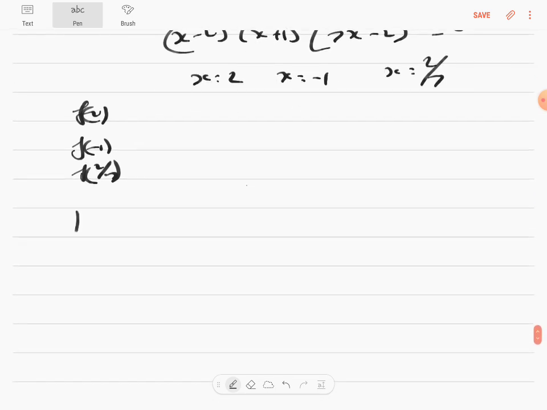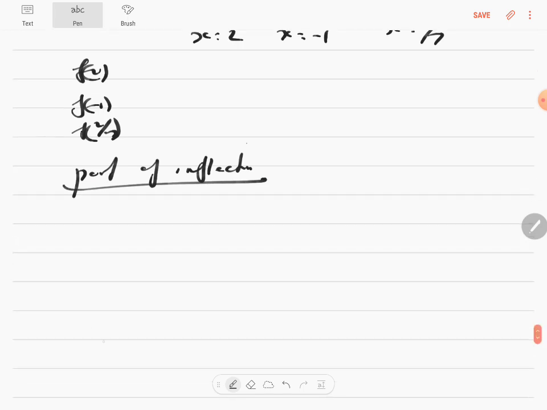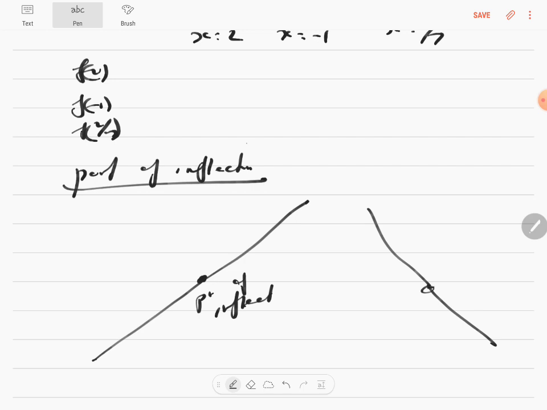Okay, now it's point of inflection. What is point of inflection? Point of inflection means that it's increasing and decreasing. When it increases and increases, that point is called point of inflection. Likewise, for decreasing and decreasing, it is also a point of inflection.